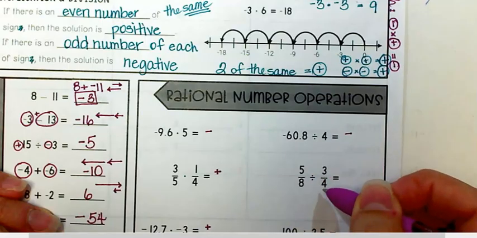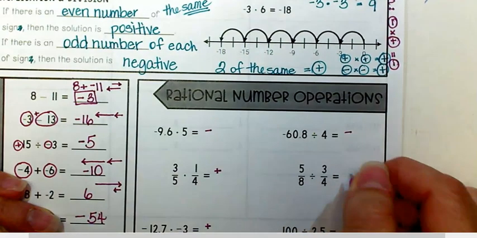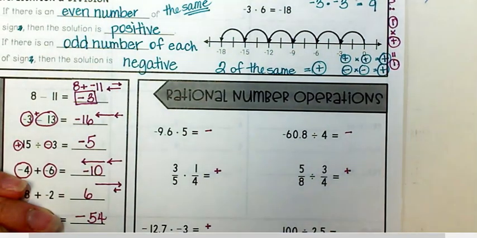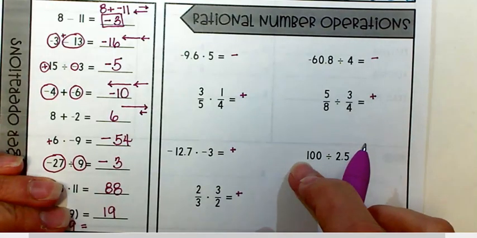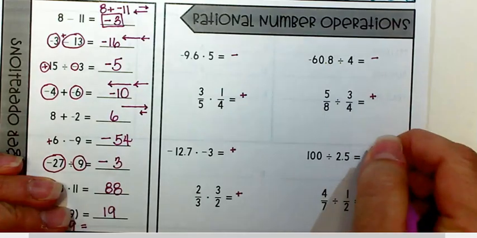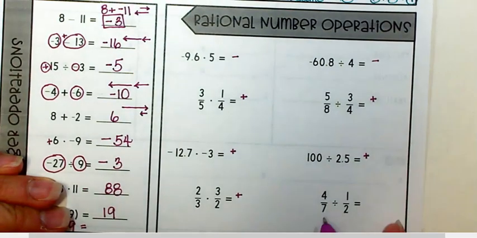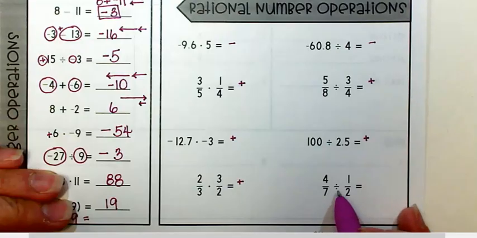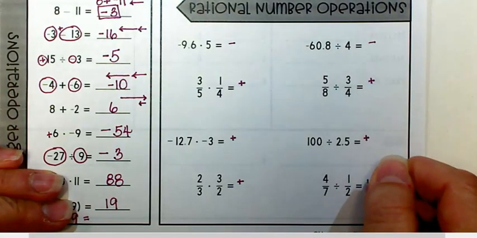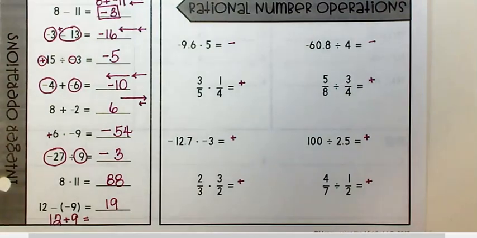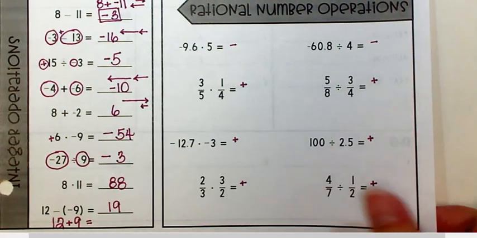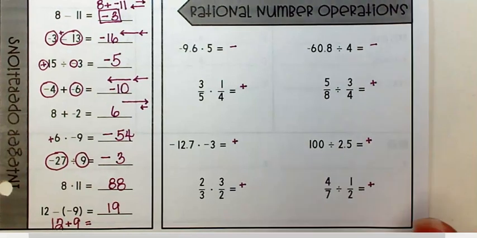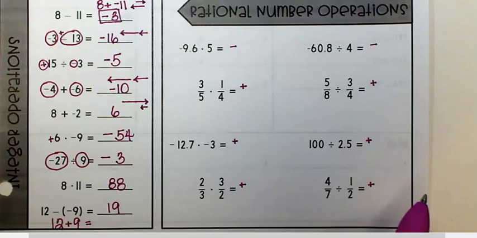5/8 is positive, 3/4 is positive. Positive divided by positive, my answer is going to be positive. 100 divided by 2.5, positive 100 divided by positive 2.5, my answer will be a positive number. Positive 4/7 divided by positive 1/2, my answer will be positive. Now, why don't you go back? These are all either multiplication or division. Go back and do these on your own, and then check your answers after hitting pause.